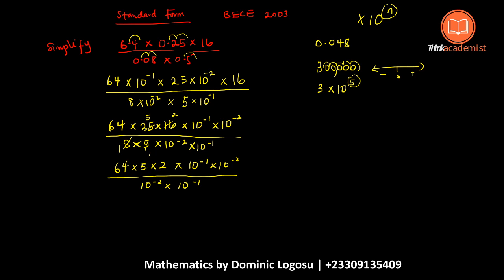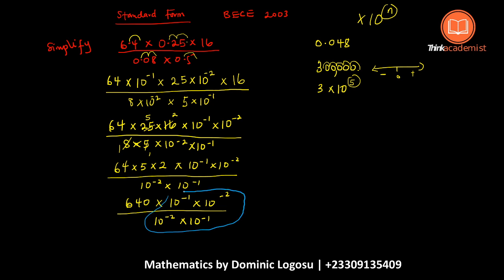Okay. So having this, we can quickly do the calculation for this. This will give us 10. 10 times 64 should give us 640. Okay? So we'll have 640 times 10 raised to the power negative 1 times 10 raised to the power negative 2. And then we'll have 10 raised to the power negative 2, 10 raised to the power negative 1. So let's go deep to look at how to solve this.